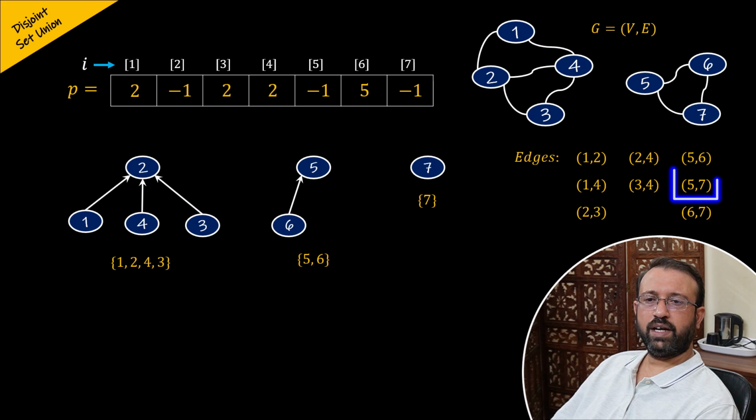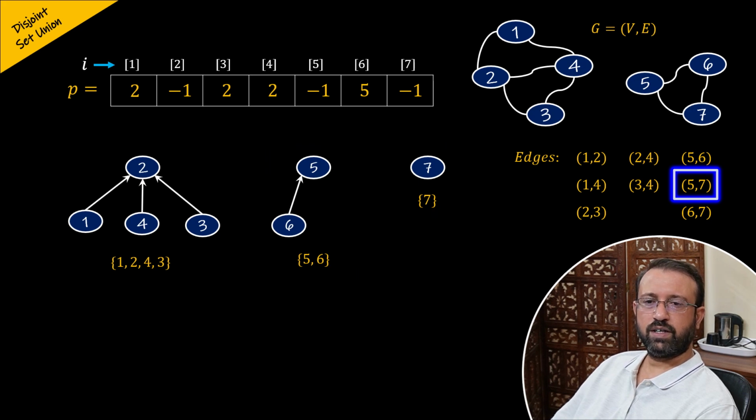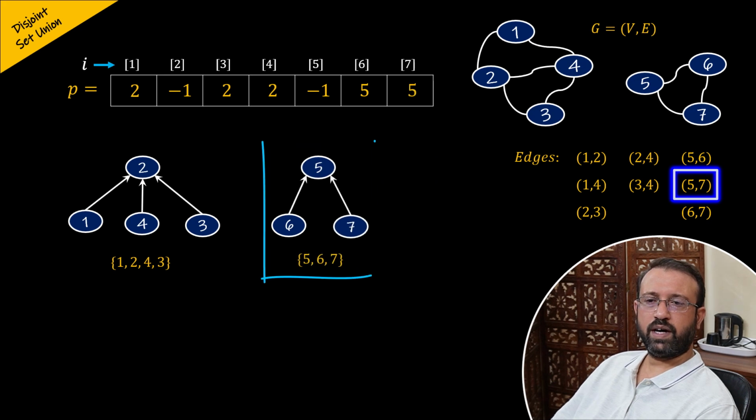Then we have an edge between vertex 5 and vertex 7. Vertex 5 belongs to set which contains 5 and 6, and vertex 7 belongs to the set 7. So they are in different sets. Therefore, we will perform union of set which contains 5 and 6 and set 7. So now, after the union operation, vertices 5, 6 and 7 will be in the same set.